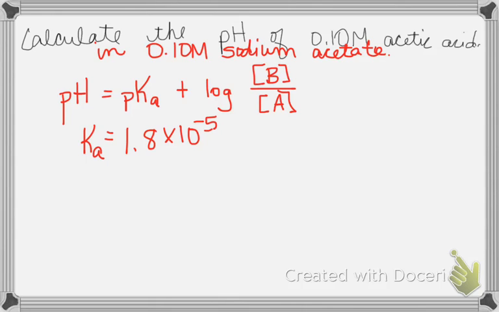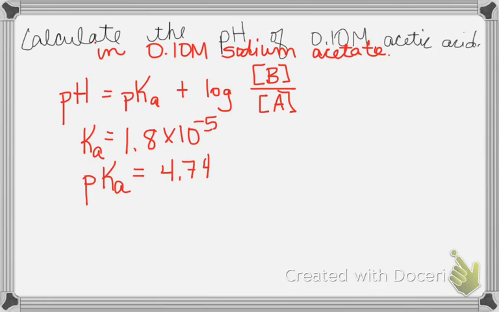So I look up the Ka, or maybe I'll just write it in there with the problem. The Ka for acetic acid is 1.8 times 10 to the minus 5. The negative log of that gives me the pKa. So the pKa is 4.74. Stop me if you're like, whoa, what'd you do? The negative log of 1.8 times 10 to the minus 5 is the pKa.